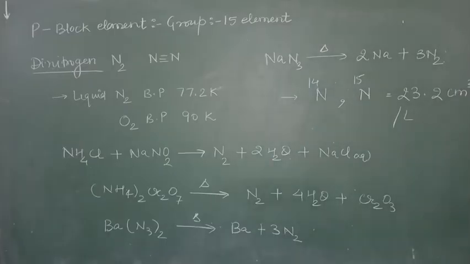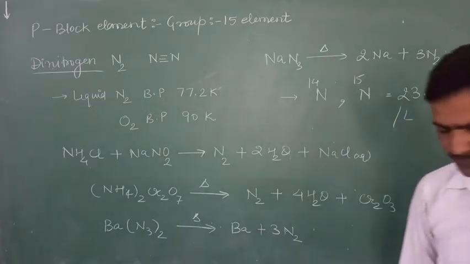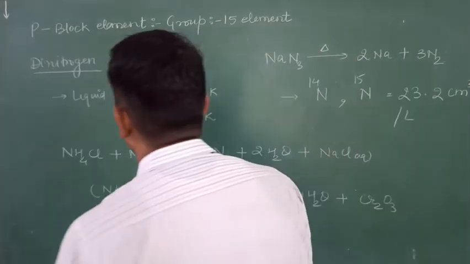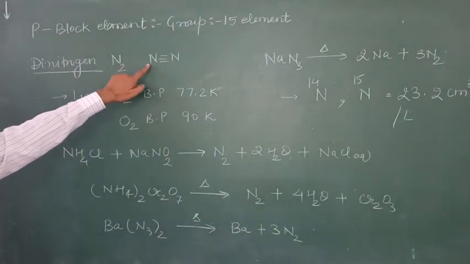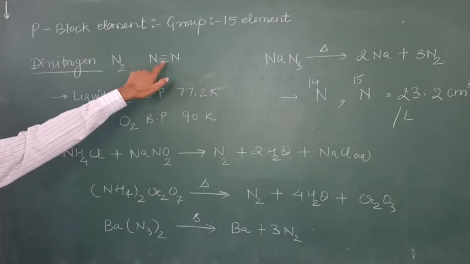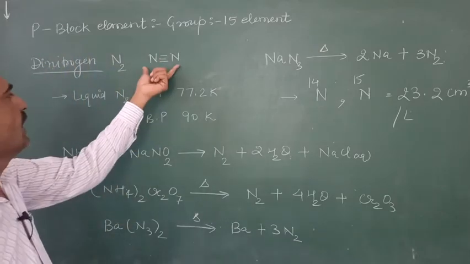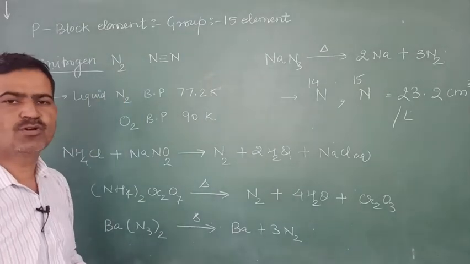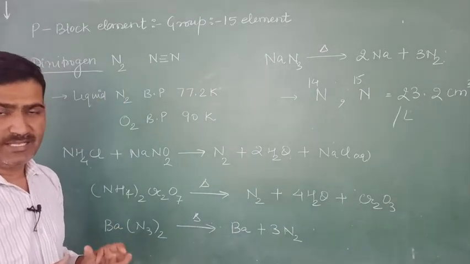Now students, our next topic is the preparation of nitrogen. We will study the properties of nitrogen. Dinitrogen, its formula is N2. It has a nitrogen triple bond, and due to the presence of this triple bond, its bond dissociation enthalpy is very high, so it is less reactive.